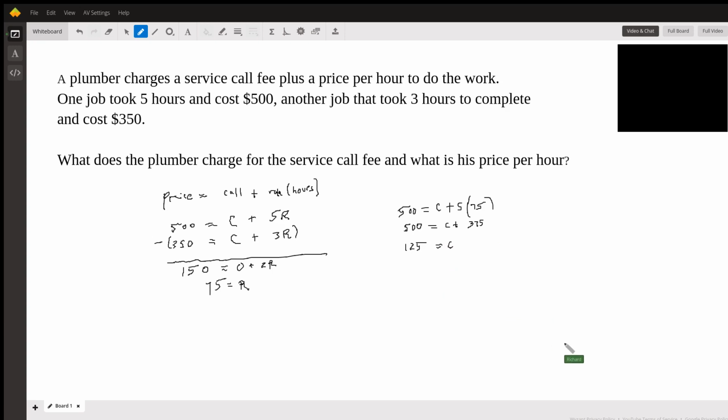So you pay $125 just to have the plumber show up, and then he or she is going to charge you $75 an hour for every hour that they spend working on the job. And so that's all it is.